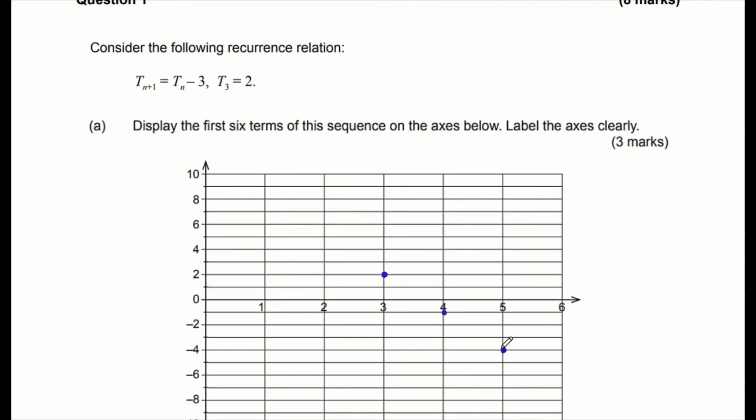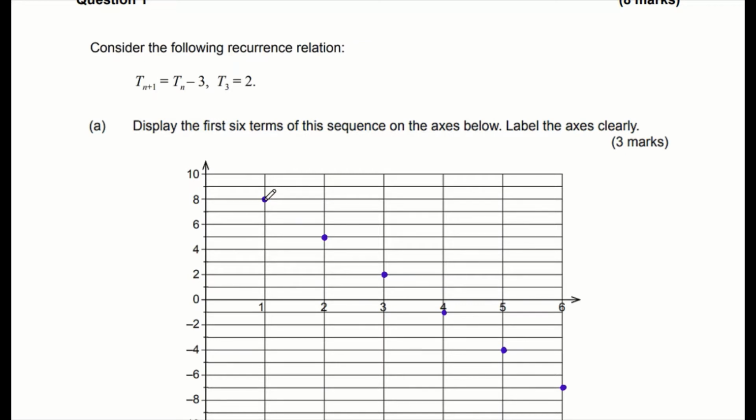Okay, so this is it. The question wants you to display the first 6 terms, right? So 1, 2, 3, 4, 5, 6, and 1 more. From negative 4, minus another 3, so negative 7 is here. This is from the third term to the sixth term, which means we still need the first two. If you minus 3 to get the future term, then you need to plus 3 to get the previous term, right? So from 2, you plus 3 and you get 5 for your second term. Then you plus another 3, and you get the first term, which is 8.